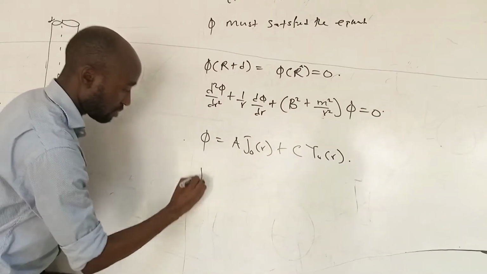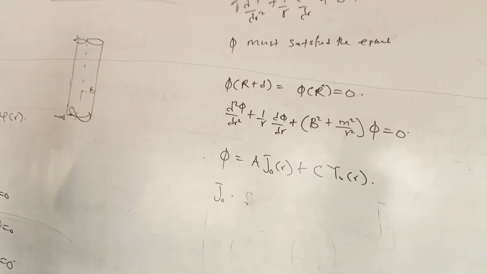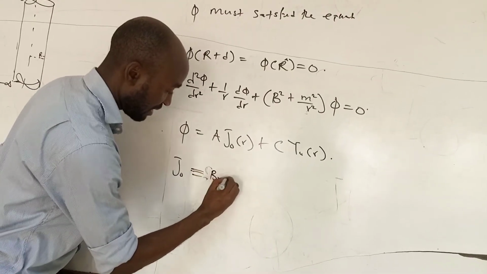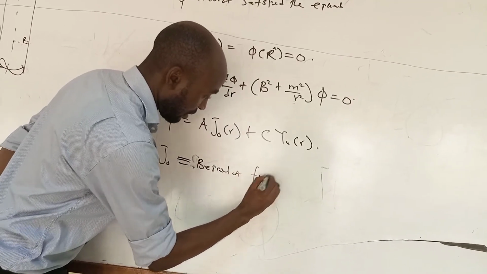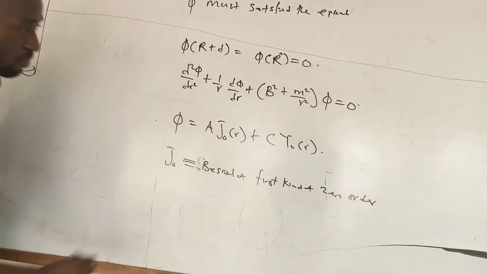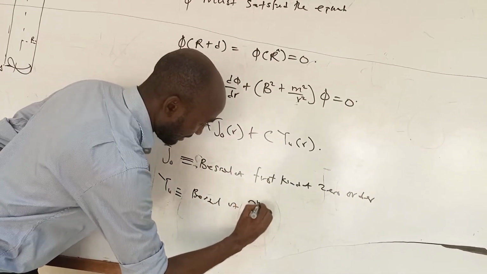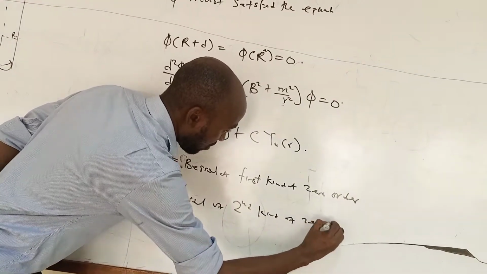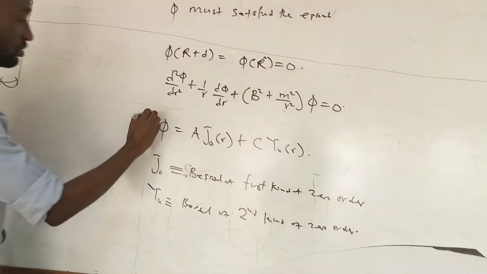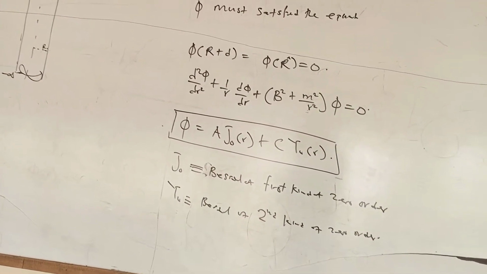J naught is called Bessel function of first kind of zero order. Y naught is the Bessel function of second kind of zero order. Okay? This is our general solution. We have to continue to get our particular solution.